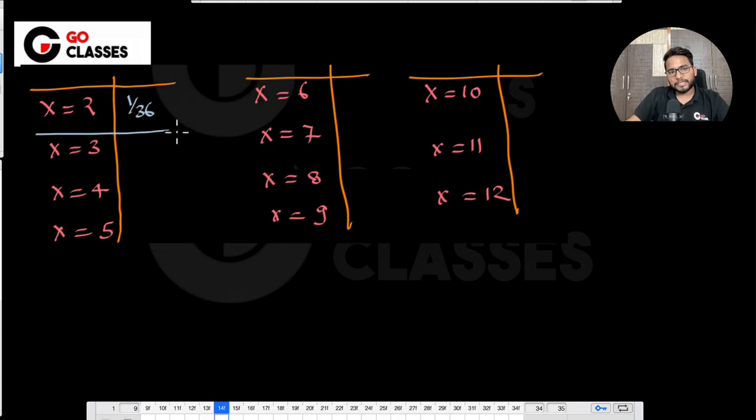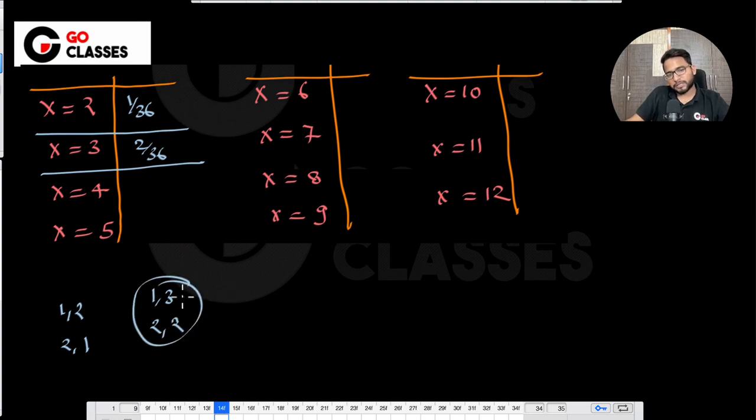What about the probability of X being 3? X will be 3 whenever you have 1, 2 or 2, 1. That's why 2 by 36 probability, right? X will be 4 whenever you have 1, 3, and let's not worry about the permutation. I will consider it in a while. And then 2, 2, right? And then 3, 1. So 1, 3 and 3, 1 are the two possibilities, and 2, 2 is just one possibility. So I think 3 by 36, right?